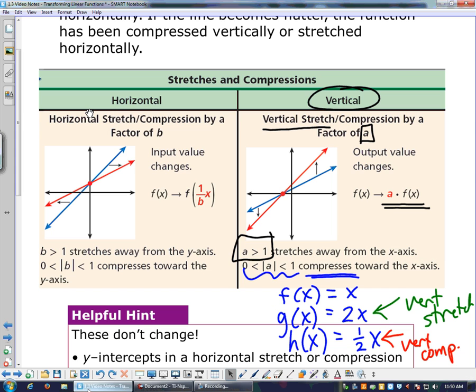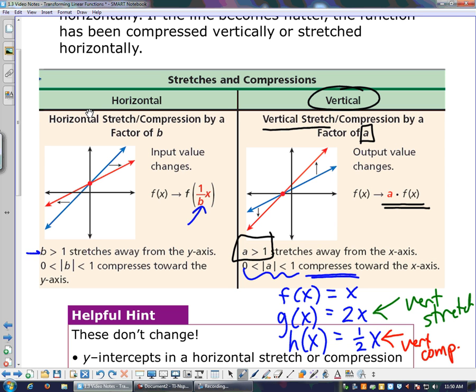Okay, so now we're going to go back to the horizontal. This one is not as intuitive as you would think for a vertical. Vertical is nice, you just multiply by what you need. When you're doing a horizontal stretch or compression, we're going to be changing the input, the x values, because we're moving it away from the y-axis. However, the way that we do this is a little bit different. We're actually going to take the reciprocal of the value we want to stretch or compress it by. So we're going to multiply just the x portion by 1 over b, where b stands for how far you want to stretch it.